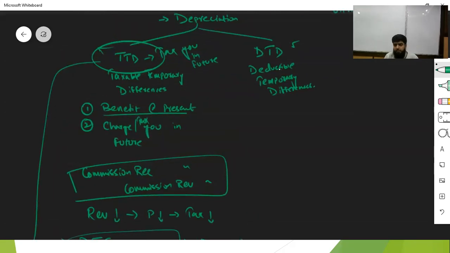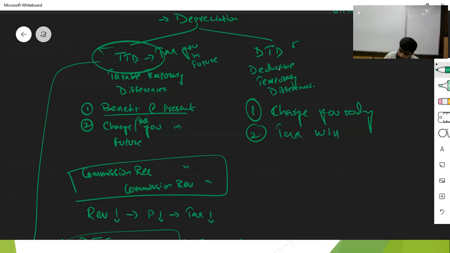Let me give you the example for the deductible temporary difference. What is this deductible temporary difference? It is the difference that will charge you, will tax you today. But don't worry, dear. Tax will be saved, or you will be benefited in future. Don't worry, you will be benefited in future.